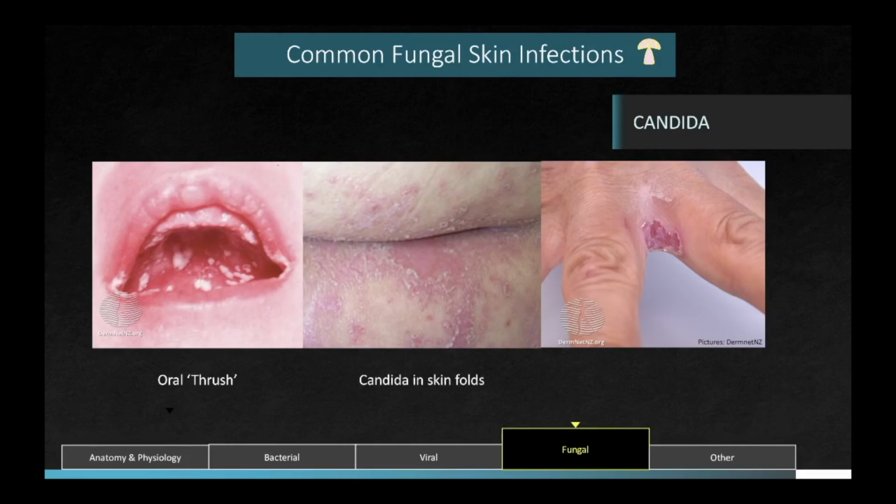Other common places to find fungal yeast infections include interdigital spaces, as shown here in the image on the right. Again, treatment is focused on correcting any potentially reversible causes and the use of a topical antifungal agent. Yeast infection in the interdigital spaces between the toes is particularly common and known as athlete's foot.